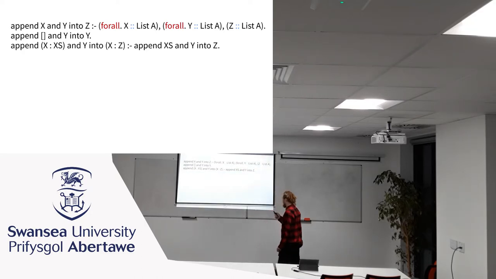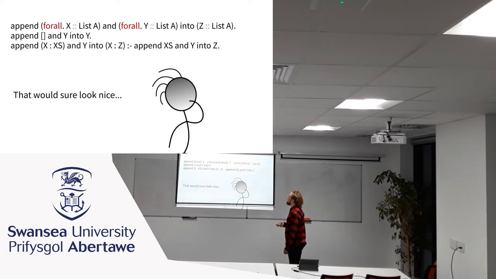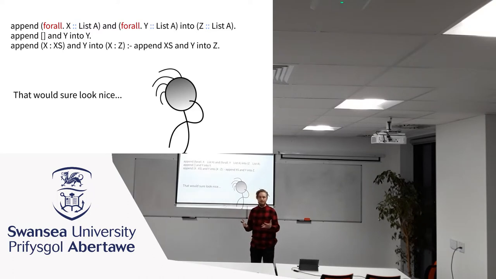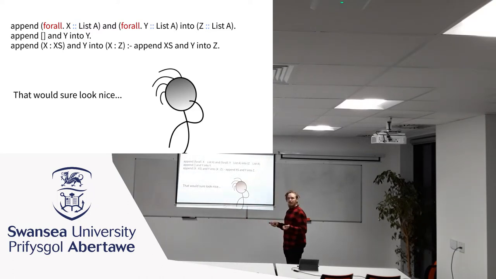So, one way that would be absolutely nice is if we could write something like this, where we just put the constraints of the types at the position where they're supposed to be. Now, can you already think of what the problem is for this one?